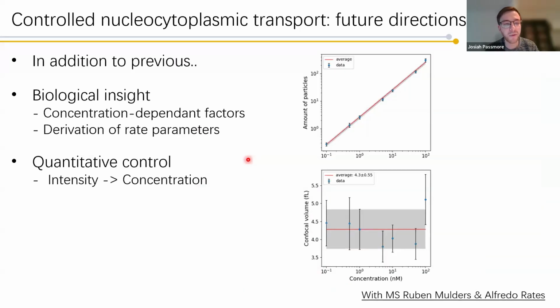So in addition to all the previous stuff I've shown on controlling nucleocytoplasmic transport, we're also looking at how we can get more biological insight by looking at concentration-dependent factors, such as transcription factors, and also how we can use this kind of control to derive different rate parameters from our controllers. We're also looking at how we can do quantitative control. So Alfredo, in collaboration with a master's student, is looking at how we can introduce FCS such that we don't just do control over the intensity, but we actually bring this to a more concentration level.